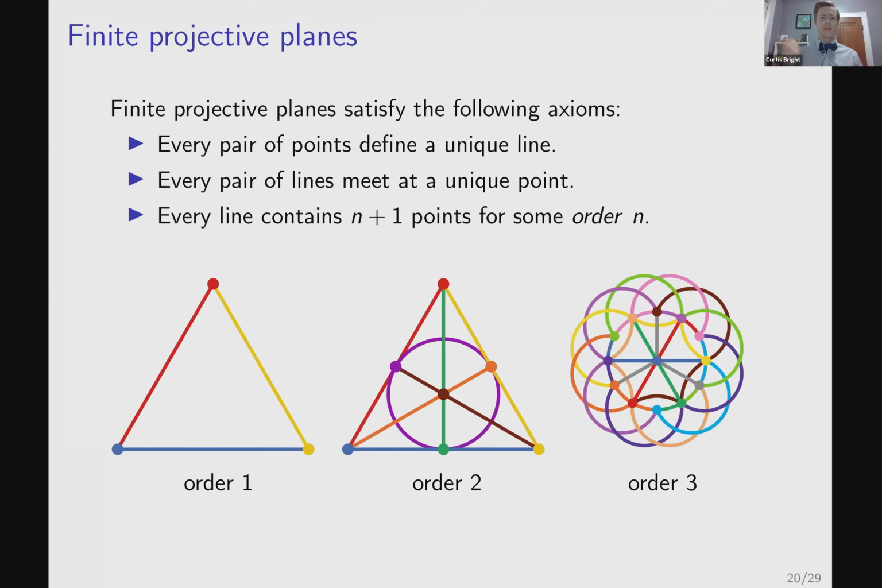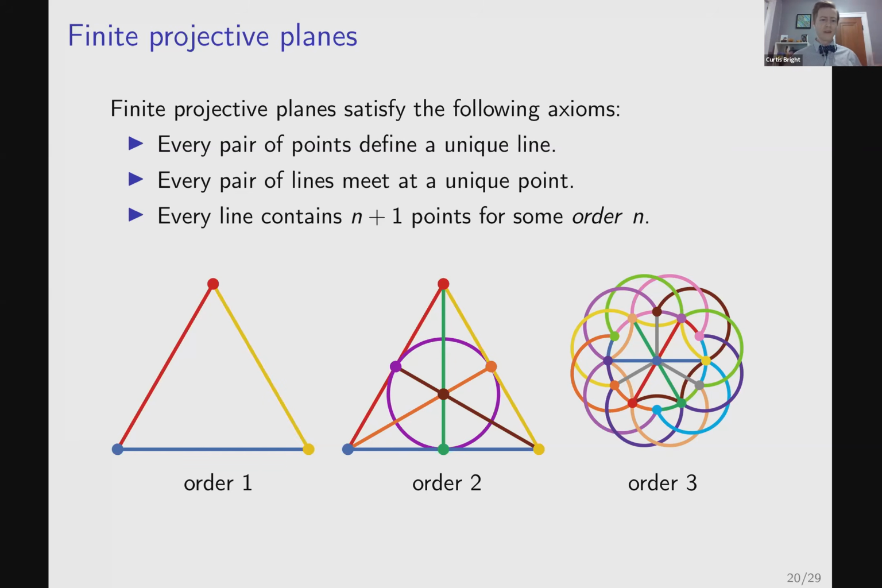The first one is every pair of points define a unique line. This is one of Euclid's axioms. The second is every pair of lines are going to meet at a unique point. And this is basically saying parallel lines don't exist. So this is saying that the parallel postulate does not hold. And then the third one is just saying all the lines contain the same number of points. It's going to be 1 plus n, where n is known as the order of the plane. All right, and then I can give you explicit examples in orders 1, 2, and 3.